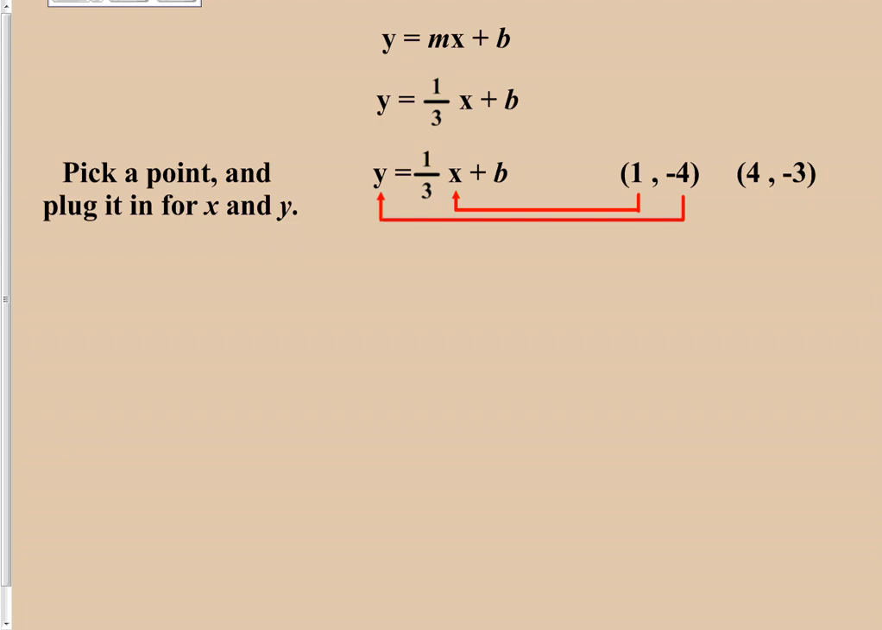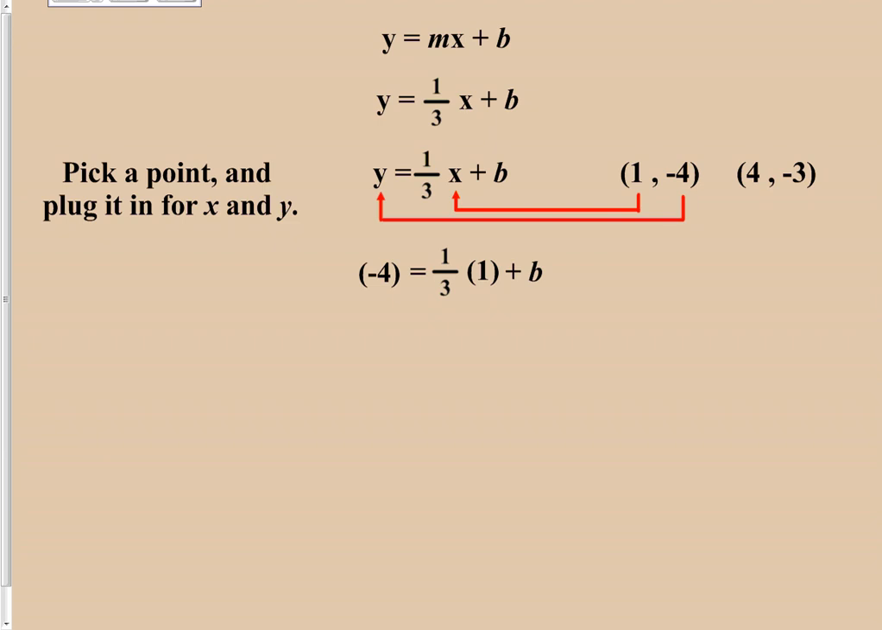Okay, but let's take a look at why we're doing this. If we take the x and the y from one of the points and we plug them in, like so, look at the equation now. You now have an equation that has only one variable in it, and that variable is b. If we only have one variable, we can solve for b, and then we will know what the value of b is.